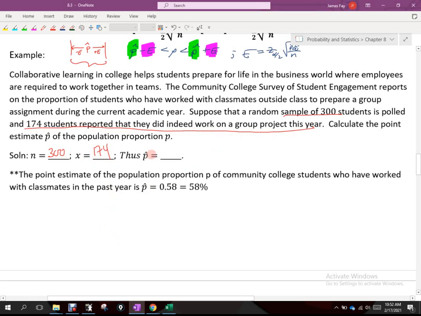So P hat, okay, we're interested in how many people worked on a group project together, right? So P hat is X over N, which in this case would be 174 over 300, right? Okay. So P hat then turns out to be, if we divide that out, 58%. Okay. But we have no degree of accuracy for that. We can't be very confident with that.